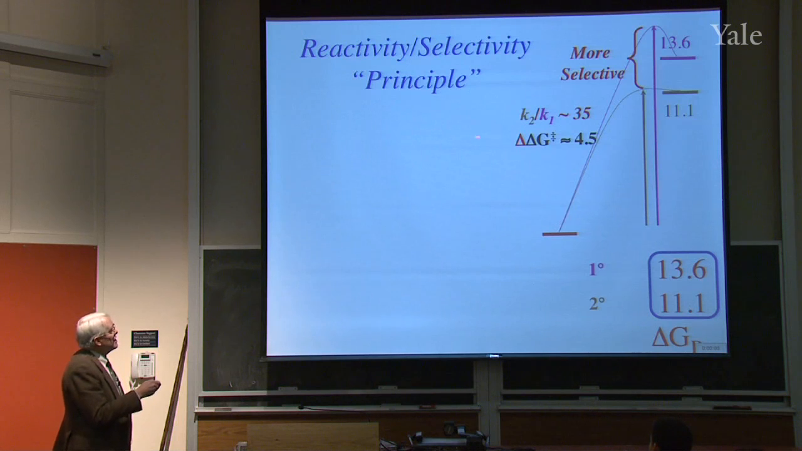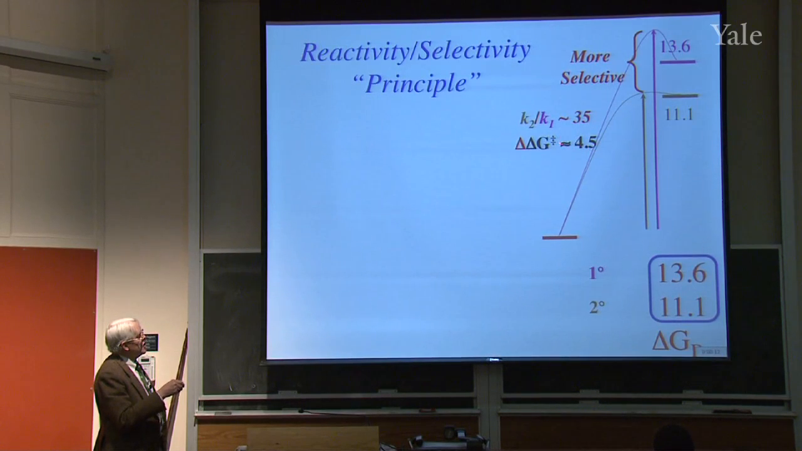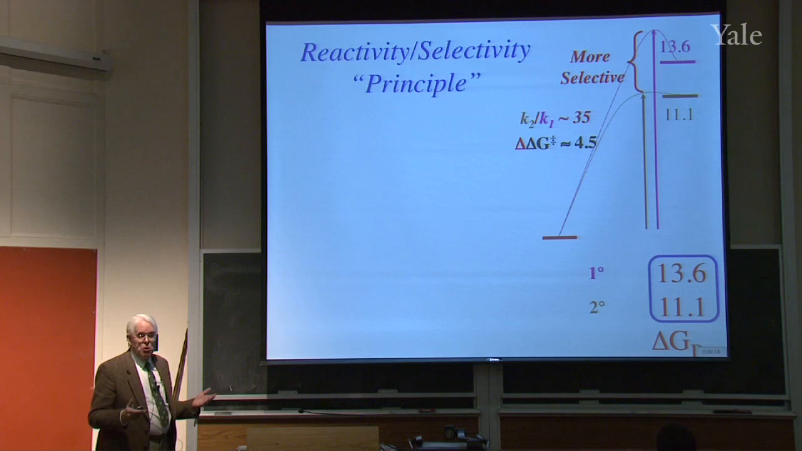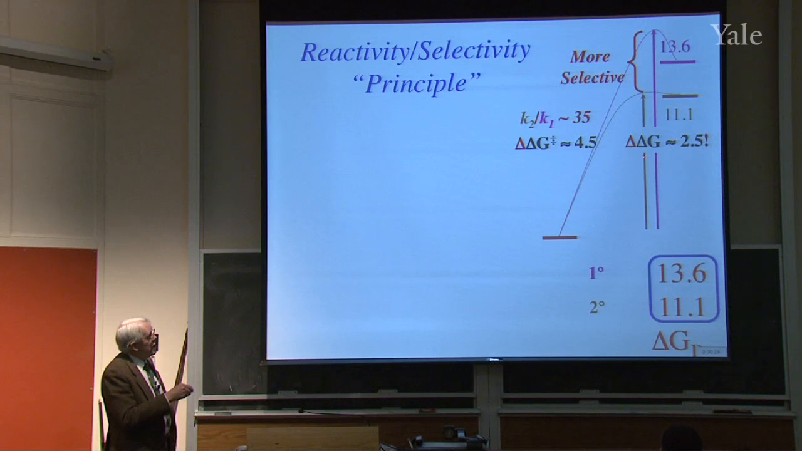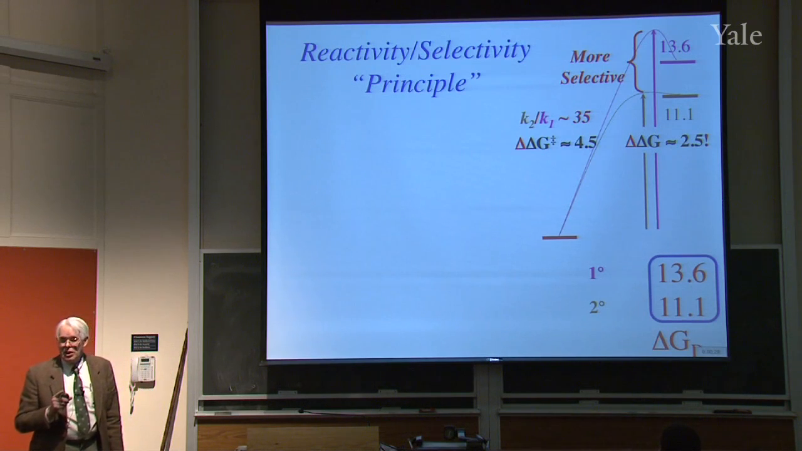Okay? Now let's look at this a little more carefully. The fact that the difference in energies of activation in the case of bromine, taking off a primary or a secondary hydrogen, is the difference in activation is 4.5 kilocalories per mole. Okay, we just went through why it was reasonable that it should be large, but should it be that large? Notice that the difference when you get all the way to products is 2.5 kilocalories per mole.